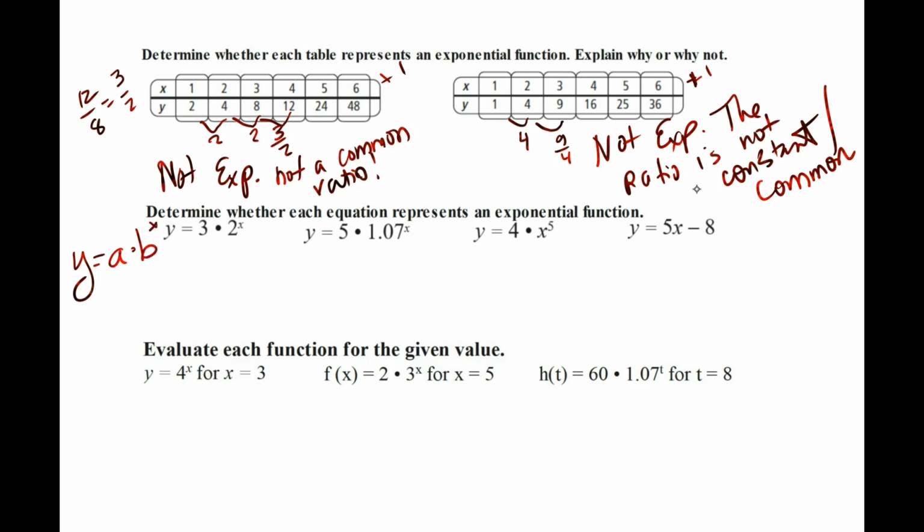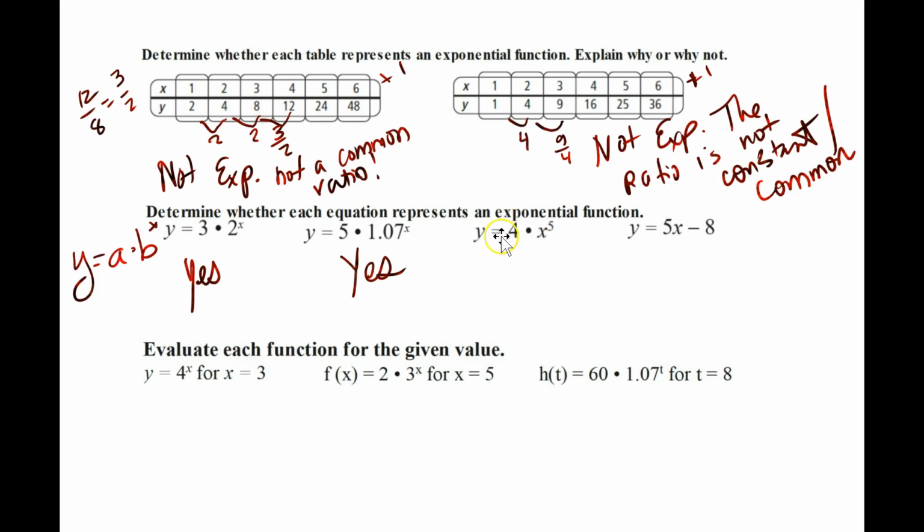Can't deviate from that. So is this equation in the form of y equals a times b to the x? Well, a is your initial value, 3. 2 is your growth rate. Yes. Is this equation in the form of y equals a times b to the x? Yes. A is 5, your initial value. B is 1.07. Yes.